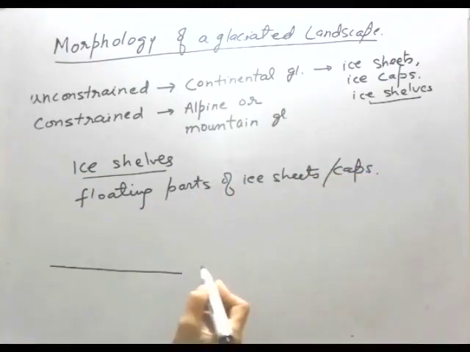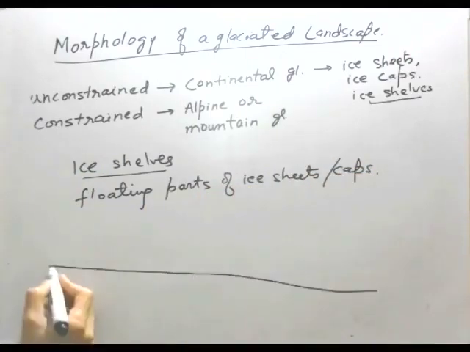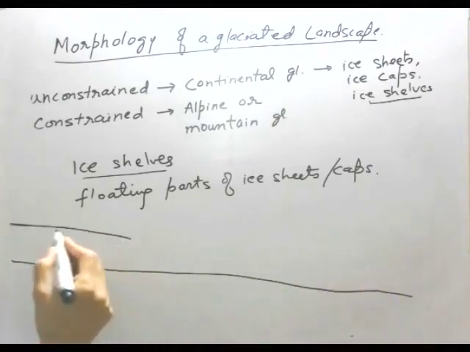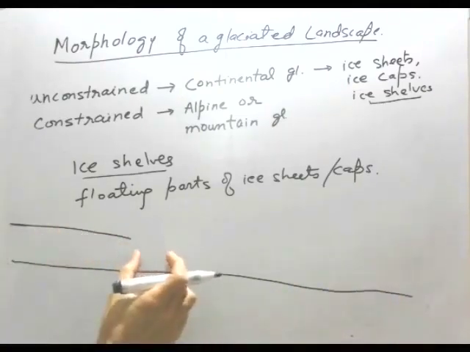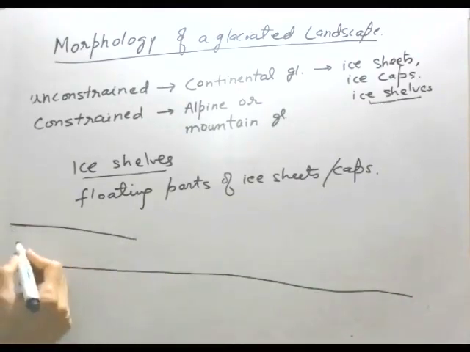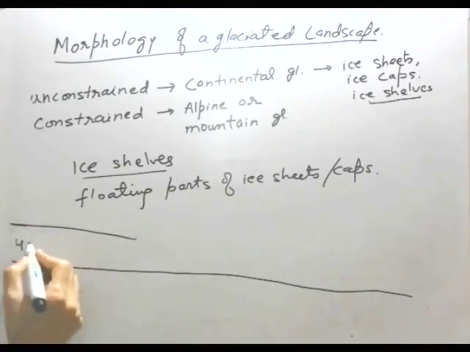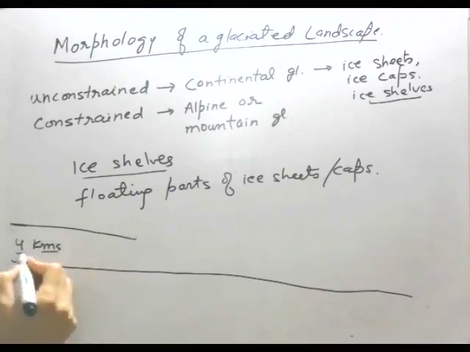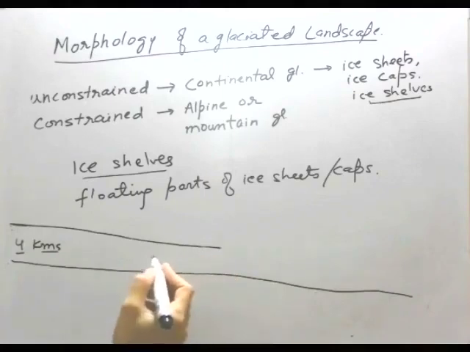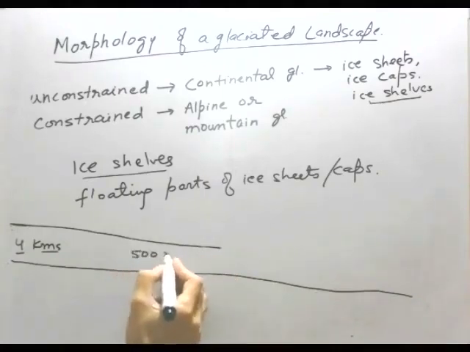The interesting thing about ice shelves is that, let us say this is a continental glacier or an ice sheet, but when this ice sheet approaches the peripheral regions, its thickness decreases. The ice sheet in Antarctica may be 4 kilometers at the maximum, but in the peripheral portions, its thickness may come down to 500 meters.